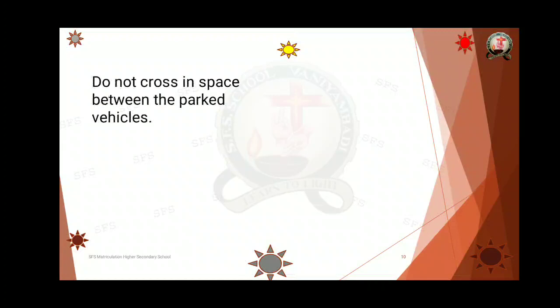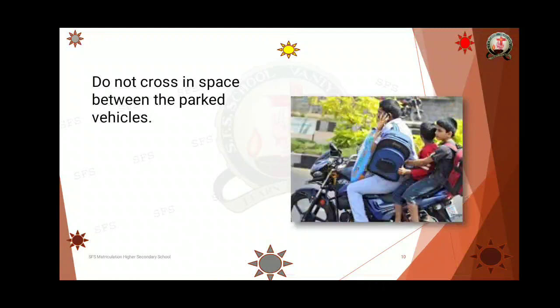Do not cross in the space between parked vehicles. Parked vehicles means vehicles parked in a line. Don't cross in between the spaces of the parked vehicles, because if your pant or anything gets hooked on the materials in the parked vehicles, it will fall on you. It may injure you.